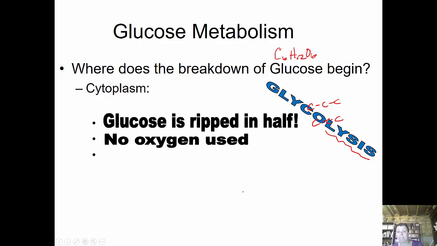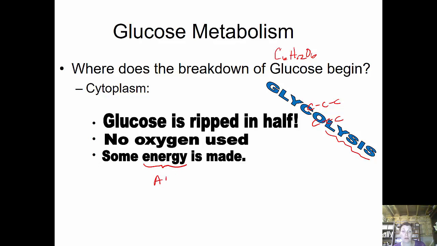No oxygen is necessary to do glycolysis. And by just ripping a glucose in half, we do have some energy that is made. The energy that we're talking about is ATP, right? We're recharging ATPs. And when I say some, I really mean 2.